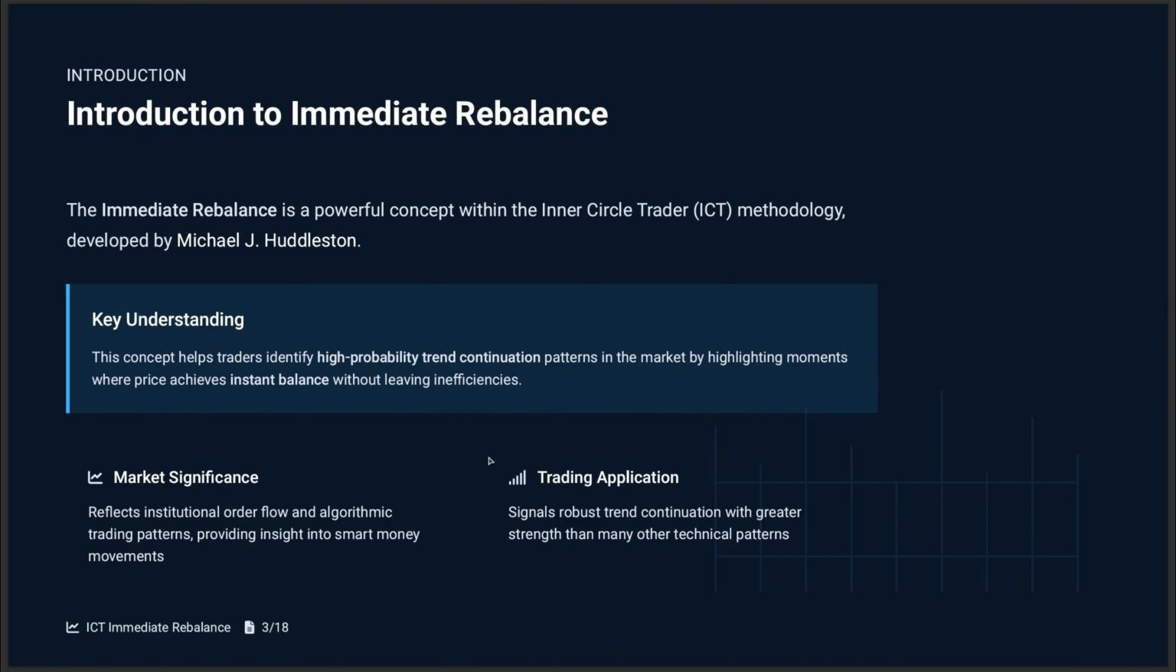So at least according to ICT, this is one of the many powerful trading patterns that you can find to assure yourself that the trend is indeed going in the direction that you think it is. So if you think it's strongly bullish, well, if you see an immediate rebalance, then the strength of that trend is going to be bullish, but with a higher probability, right? And this works vice versa. So with that being said, let's dive into the smaller, minute details of this theory.